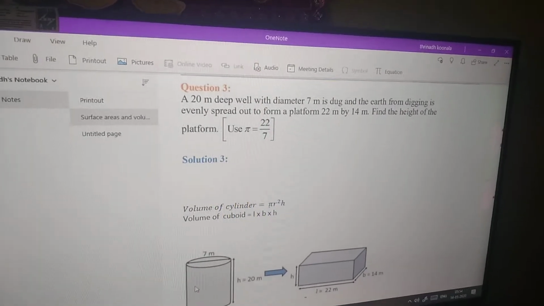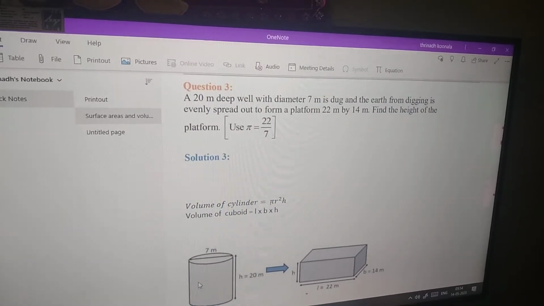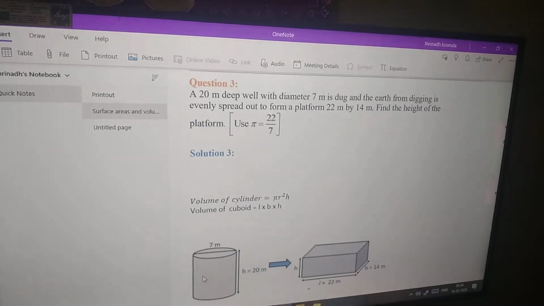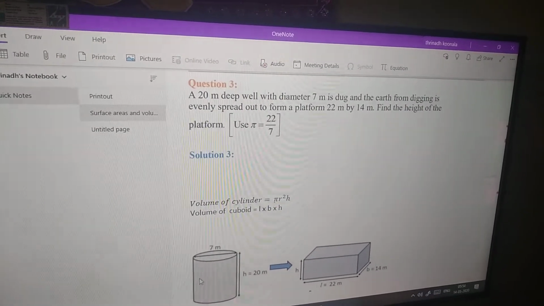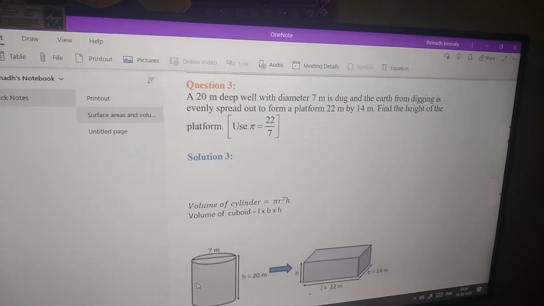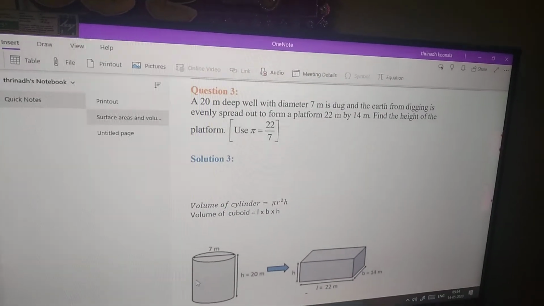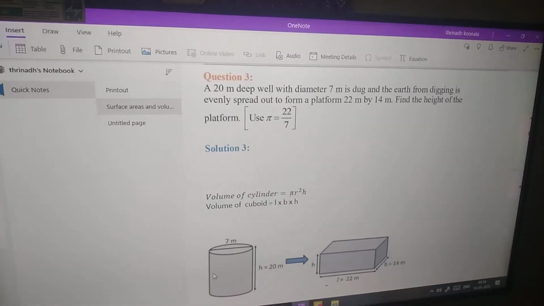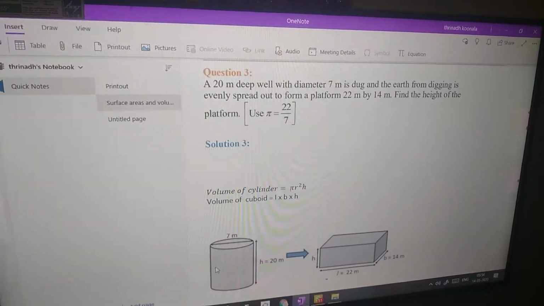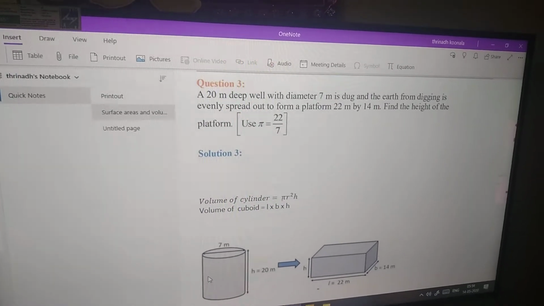Today we are going to learn a very simple and easy concept from the chapter Surface Areas and Volumes, exercise 13, question number 3. In this question, the people are digging a well. From the well, they are taking the sand and spreading it over the platform.